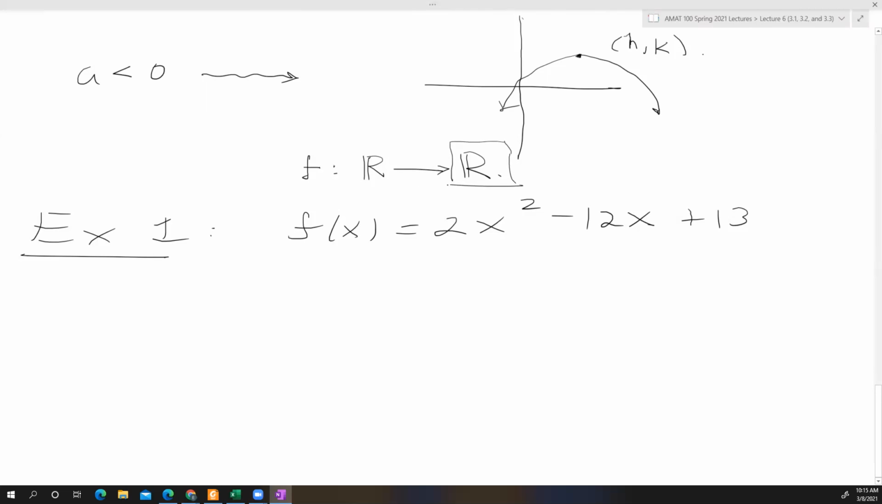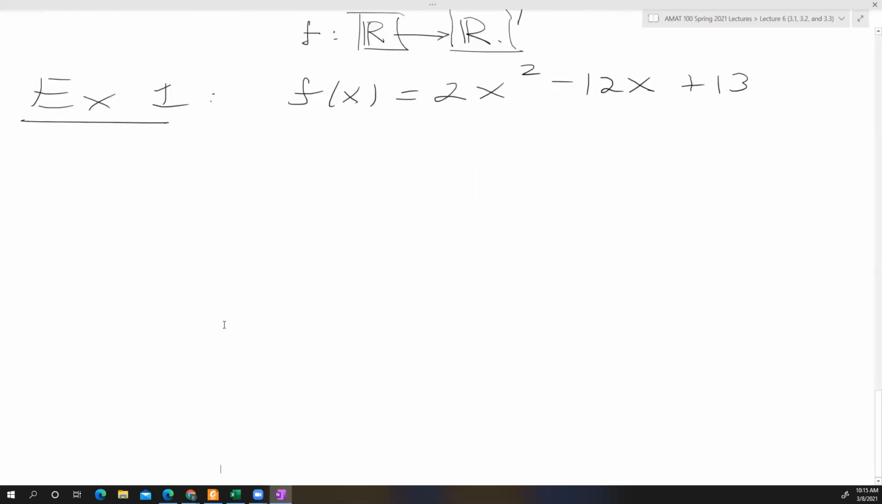So in other words, the codomain and the range are not going to be equal, but the domain right here is definitely going to be all of R. We can plug in any real number into the function. So now that we've answered the domain question, we'll get to the range question later on.